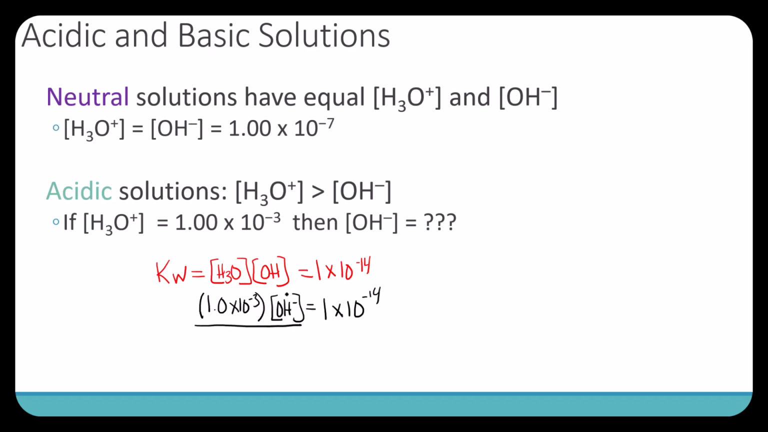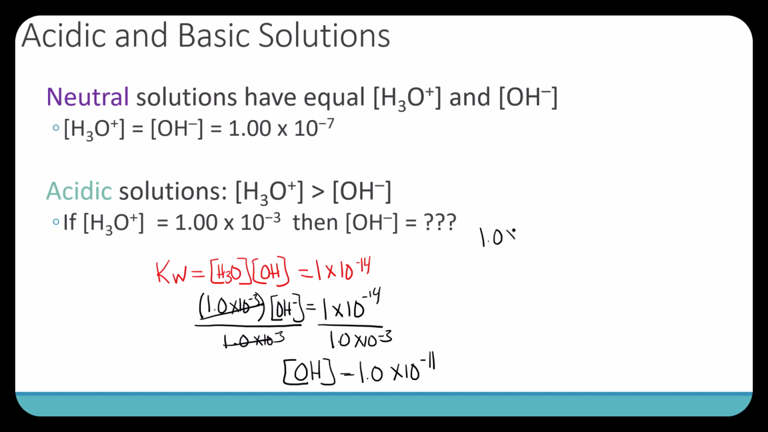So then I just solve for hydroxide. I divide by 1.0 times 10 to the negative third. Whatever I do to the left side, I also have to do to the right side. So the hydroxide concentration in this case is 1.0 times 10 to the negative 11. Okay. So we can use it as a formula as well. And now we have numerical values.